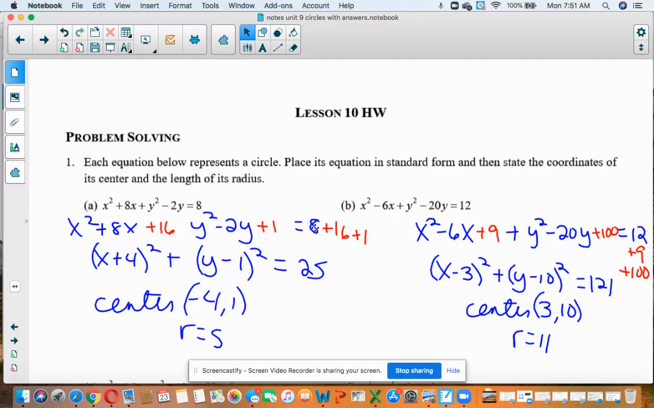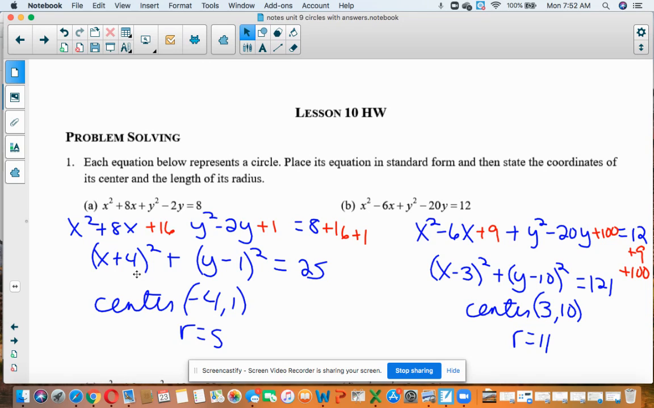Now on the right, 8 plus 16 plus 1 is 25. And now on the left, I have these two separate trinomials that are now factorable. x squared plus 8x plus 16 factors to x plus 4, x plus 4. But instead of writing x plus 4 and x plus 4, I write x plus 4 squared. And y squared minus 2y plus 1, again, it's a perfect square trinomial, so it's y minus 1 squared.